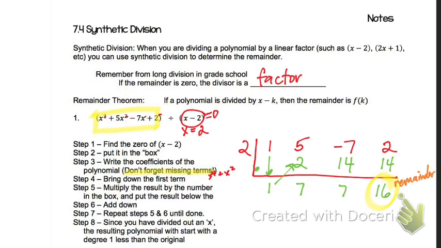So how to write this final answer. If you have a polynomial with the degree of 3, or any degree, and you're dividing by a degree of 1, then your answer is always going to be your degree minus what you're dividing by. So 3 minus 1 is 2. If I have an x cubed, I'm dividing by an x, I'm left with an x squared. So I would write this as 1x squared plus 7x plus 7.